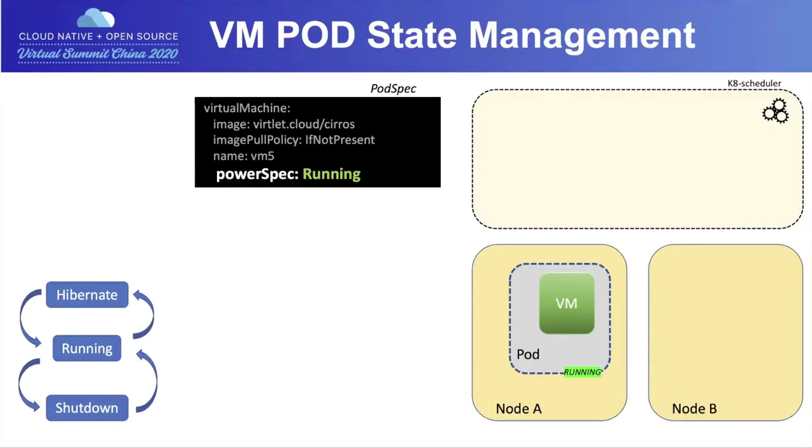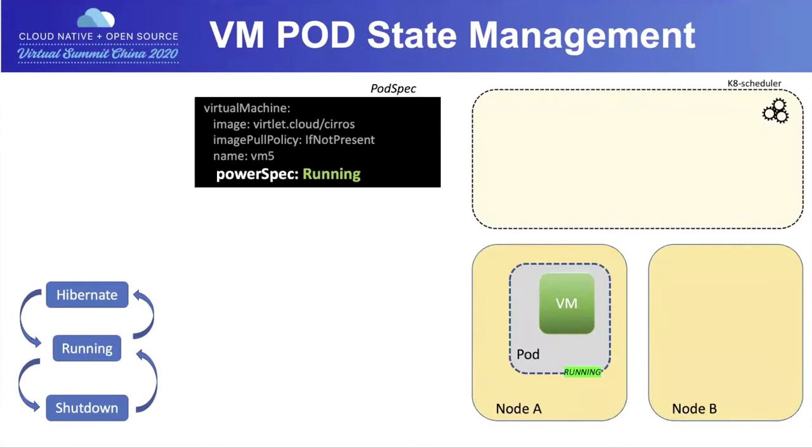There are a few other features that we want to mention here. One of them is the pod state management. What this allows us to do is to have the VM go from a running state to a shutdown state or to a hibernate state and come back. This is different from just shutting down and deleting a pod. This will keep all the state of the VM so that when we are ready, we can bring it back running with all the same state.